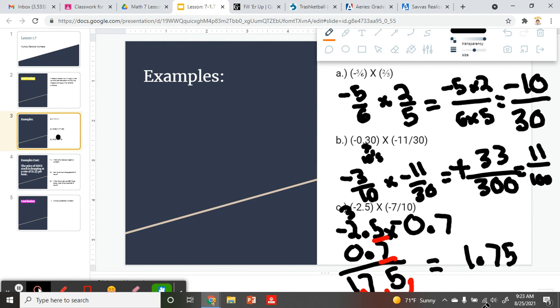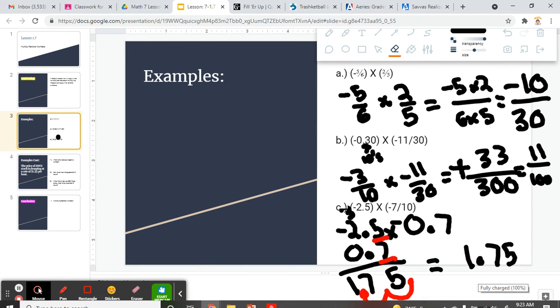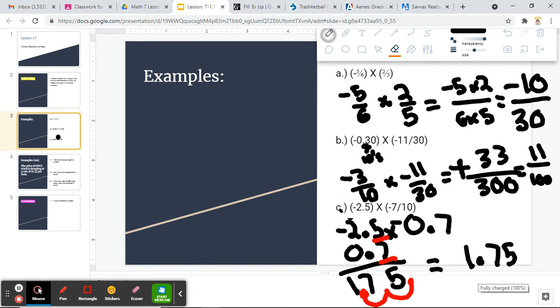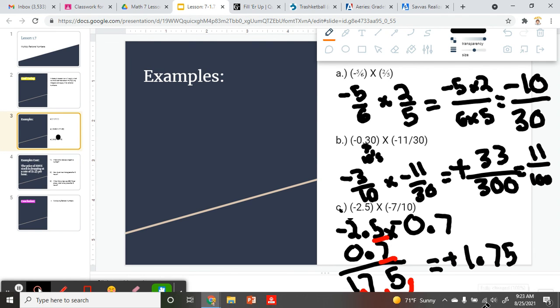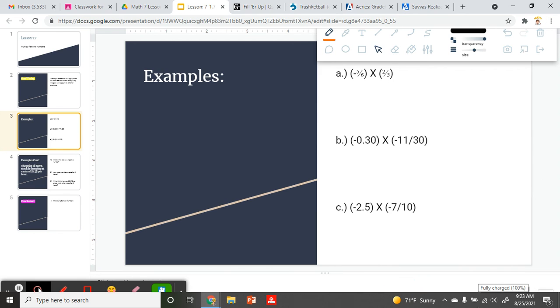Now we should ask ourselves, is this a positive 1.75 or a negative 1.75? Well, if we look at our original problem, I had a negative number times a negative number, which means we have the same sign, so our product will be positive.